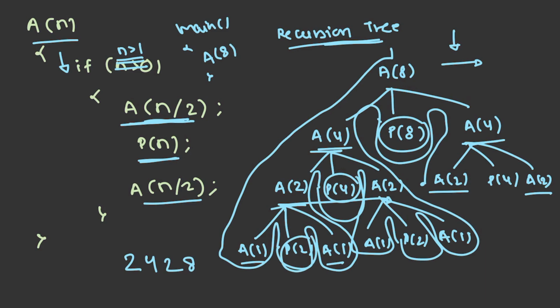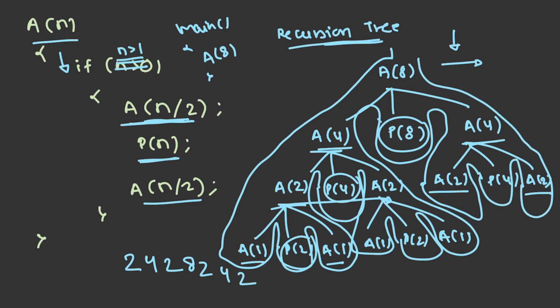If you just observe from here, 2 A of 1 function calls will be made and 2 has to be printed. So, 2 will be printed here. Similarly, 4 will be printed. Followed by that, here also 2 will be printed and it completes the execution. This is the output for this recursive function.